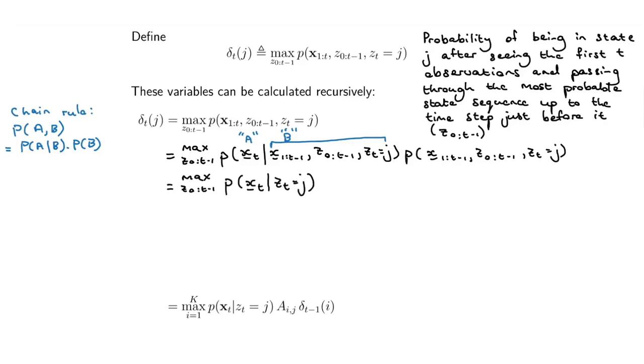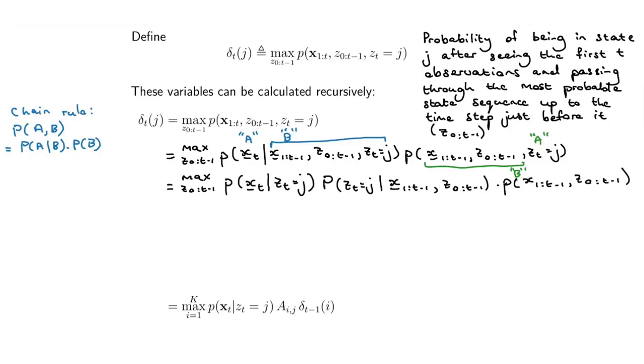Now we apply the chain rule again to this part. I'm going to treat this part as A, and all of this will be my B part. So we do that again. Here we've got P of zt equals j given the monstrosity that follows, x1 to t minus 1, z0 to t minus 1, then times, and now I need my P of B, which is P of x1 to t minus 1, z0 to t minus 1. Okay, let's go on. I want to get things simpler, but it looks like I first need to make things more complicated. We'll get there.